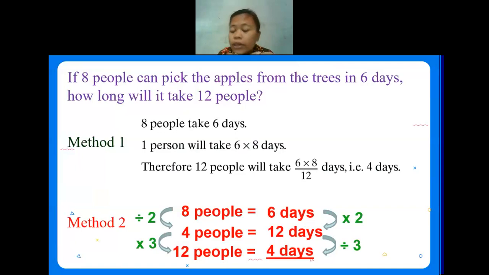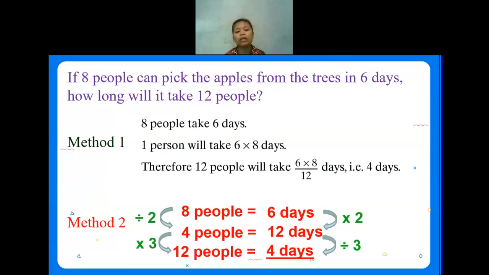Less days. Yeah, because they will be taking less days. You know that when the number of people gets more, the days will get less. That's why we call it inverse proportion. And then there are two methods in here. You can pick whichever one is easier for you.